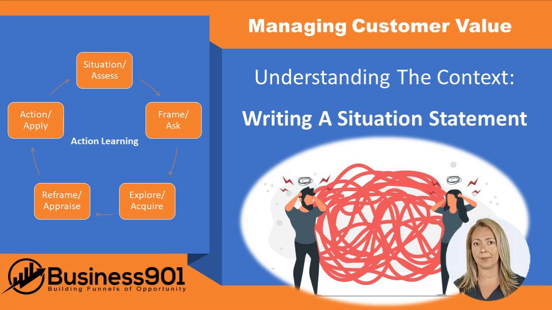The first step in writing a situation statement is to gather all the relevant information. This may include research, data, stakeholder input, and observations. Once you have all the information, you can begin to draft your statement. When drafting your statement, be sure to 1. Clearly identify the problem or opportunity. 2. Provide background information. 3. State the objectives of the situation. 4. Use simple, clear language.